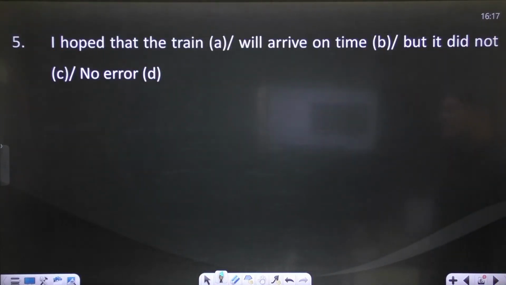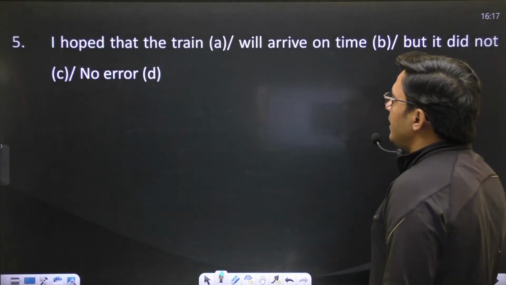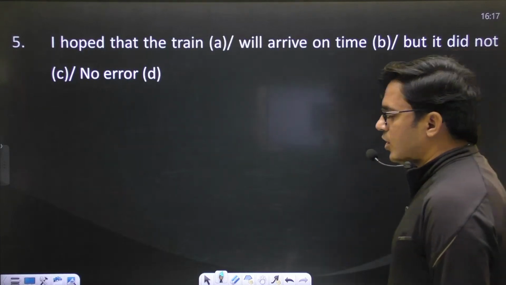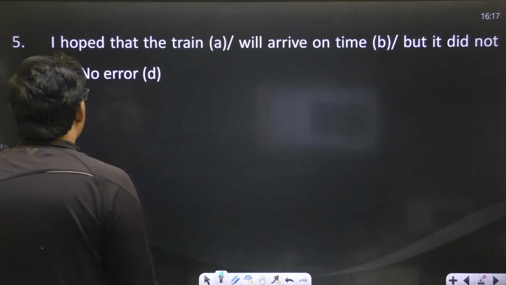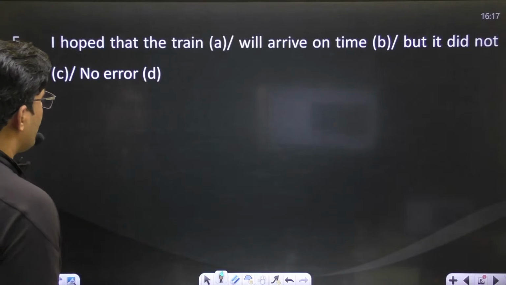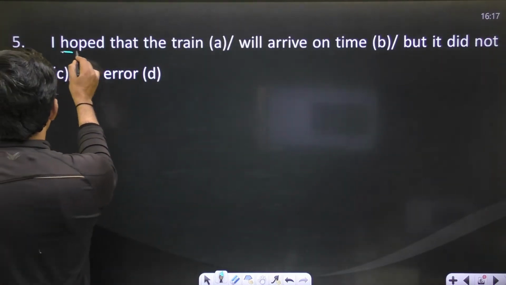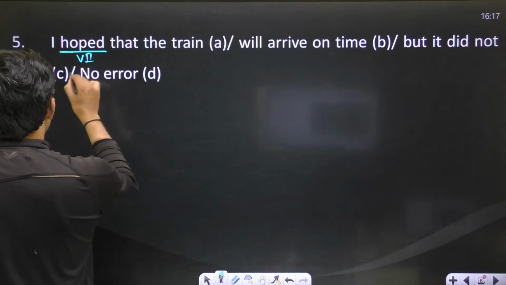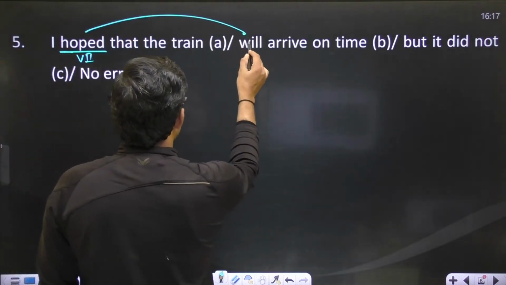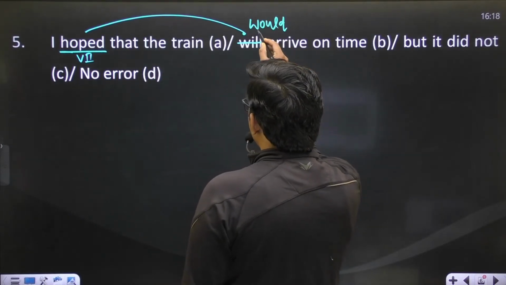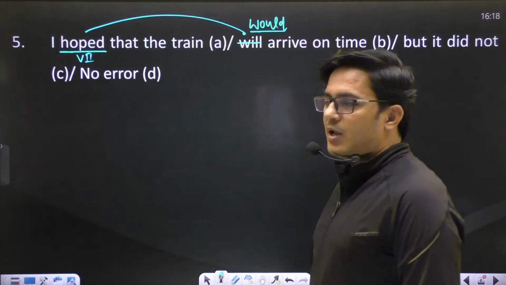Okay, the next sentence is, I hope that the train will arrive on time, but it did not. Okay, same thing. I hope that the train will arrive, but it did not come. If the first clause is in the past tense, the rest of the clauses will also be in the past tense. So use would in place of will.